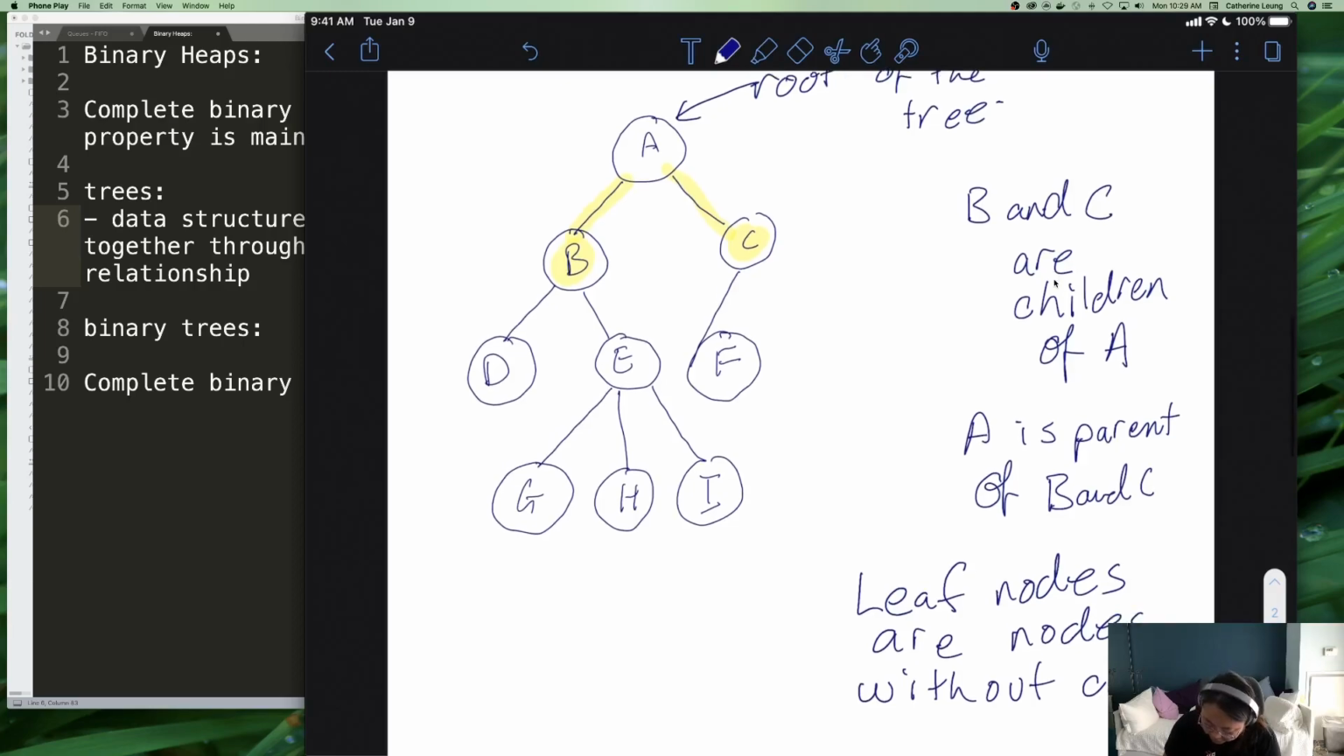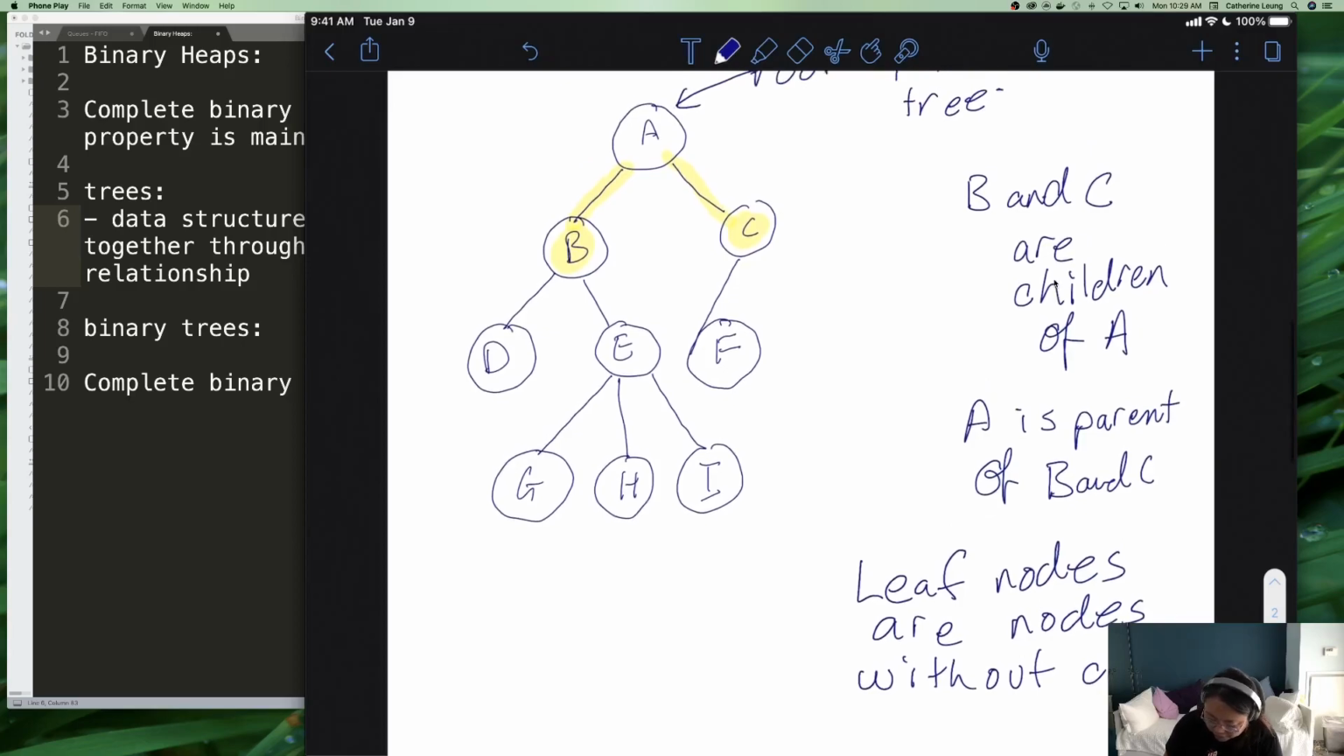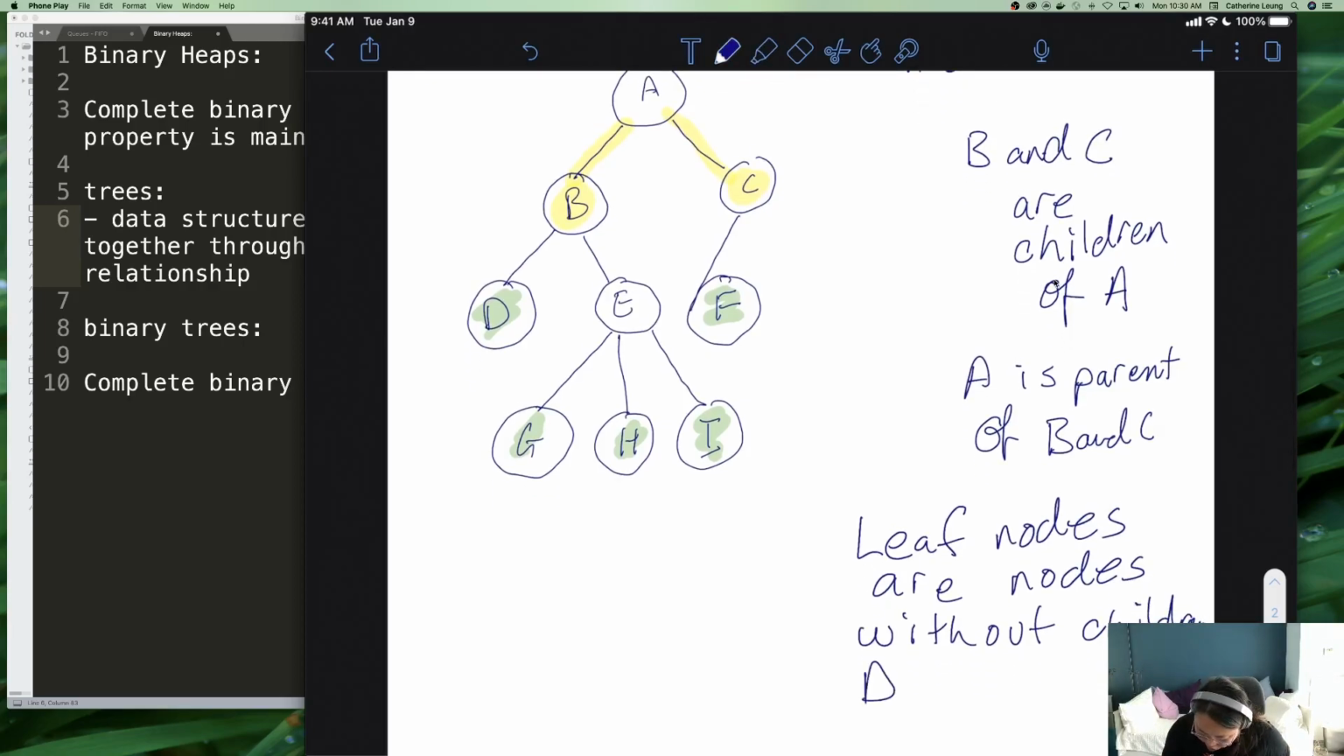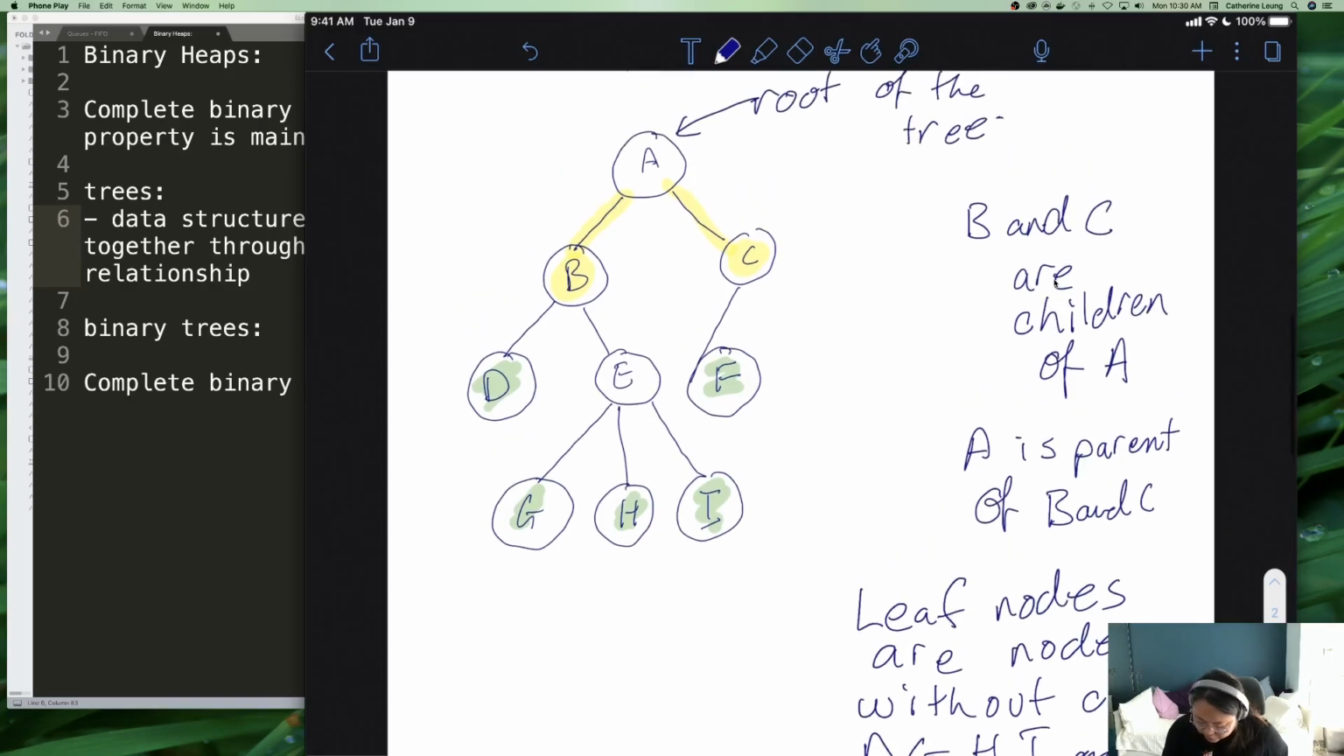Okay, so in this case, what are the leaf nodes of this tree? Take a moment, pause the video, identify the leaf nodes in this tree. Go. Okay, so hopefully you have found the leaf nodes, and they are D, G, H, I, and F. Those are the leaf nodes in this tree.